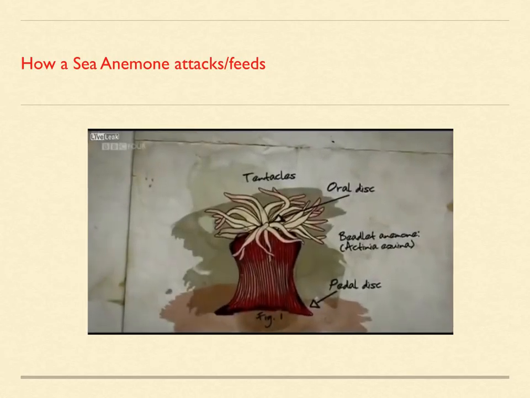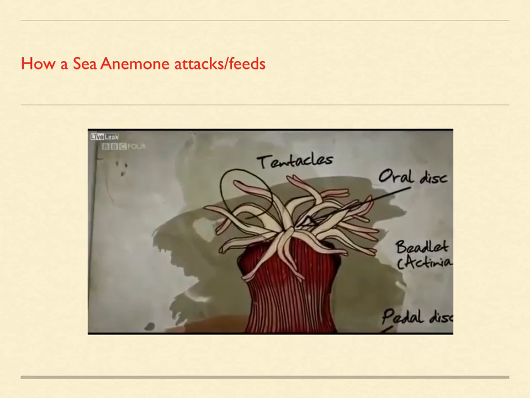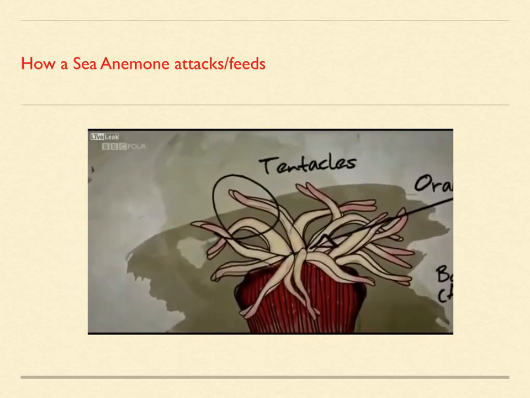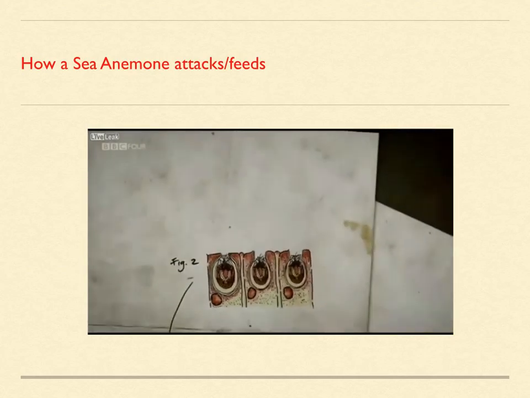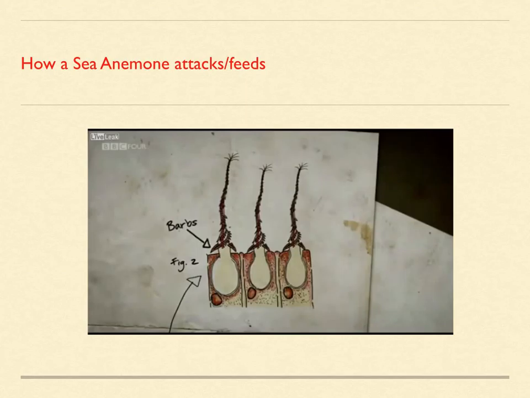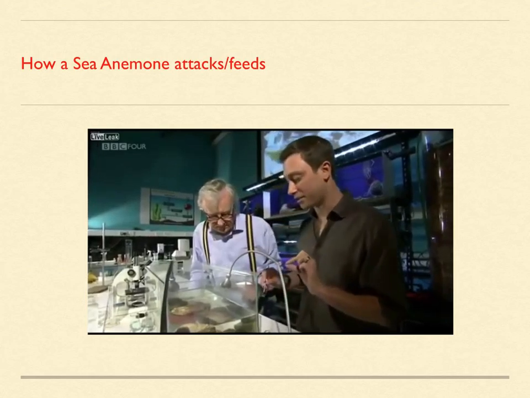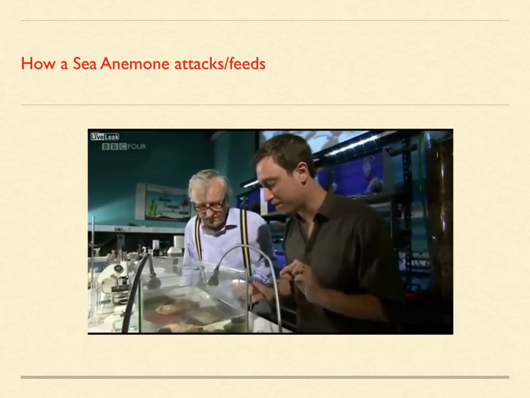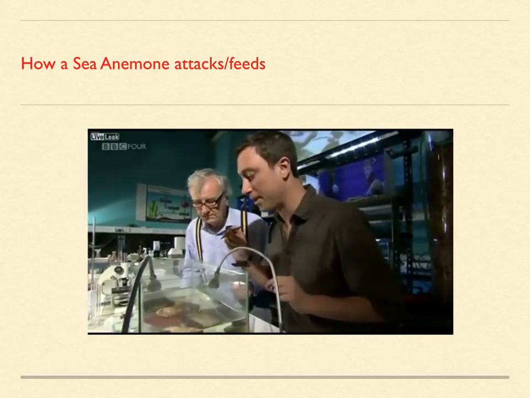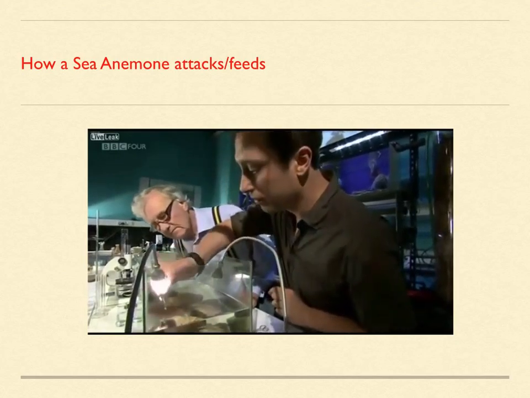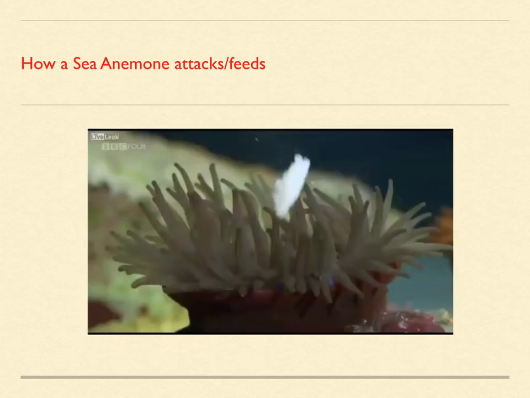Nematocysts are stinging cells common to all anemones and jellyfish. When stimulated, they fire a venomous dart attached to a thread into their prey. We can look at the use of the tentacles to trap food by taking a small piece of food, this is a little piece of limpet, and dropping it over the ring of tentacles.